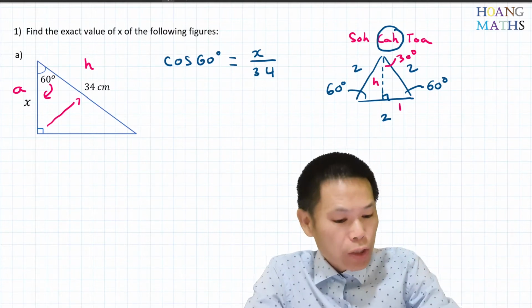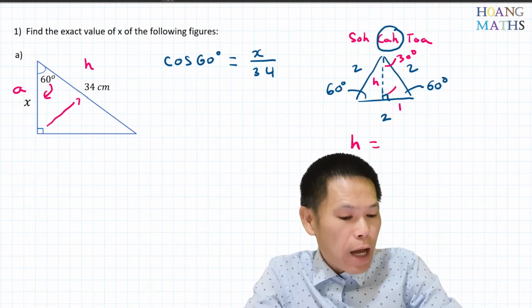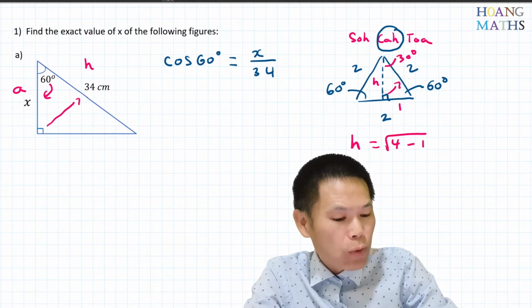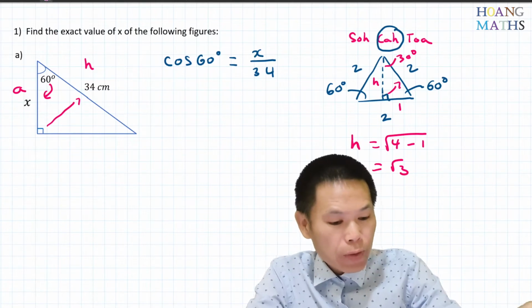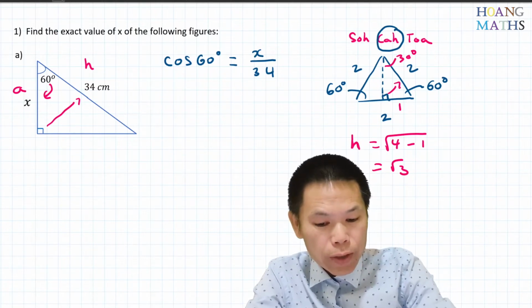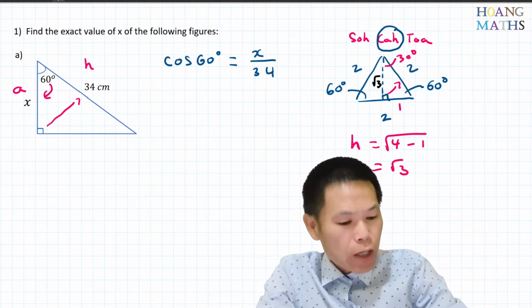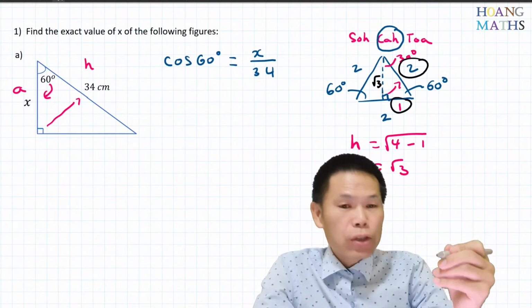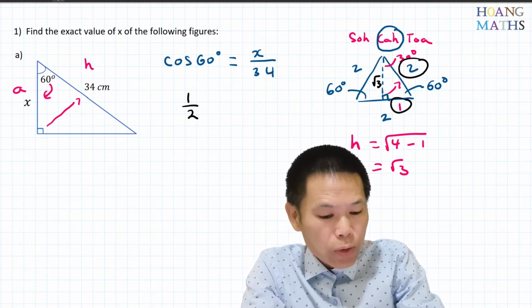Now to find h, in this case, this is the hypotenuse, so 2 squared is 4, minus 1 squared is 1, square root of that, which is root 3. I just write root 3 here. So now we find the cos of 60. Cos is CAH, so adjacent over hypotenuse, in relation to the 60 degrees. So 1 over 2 is equal to x over 34.